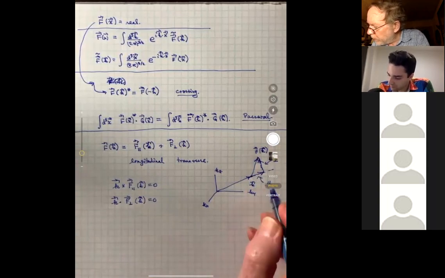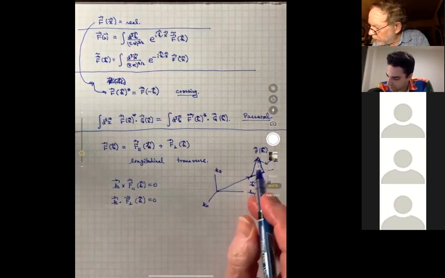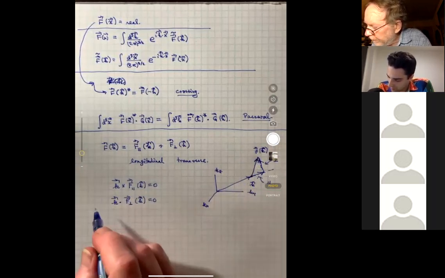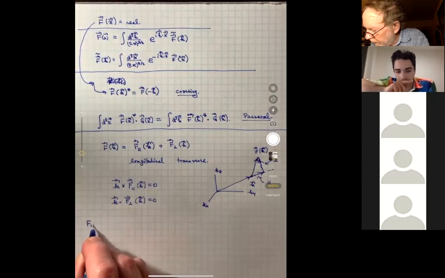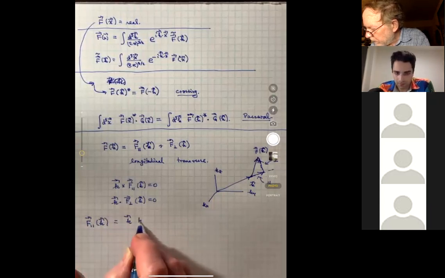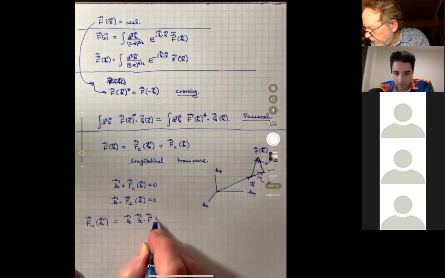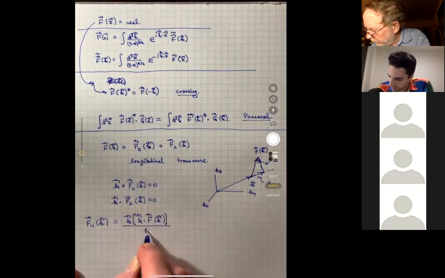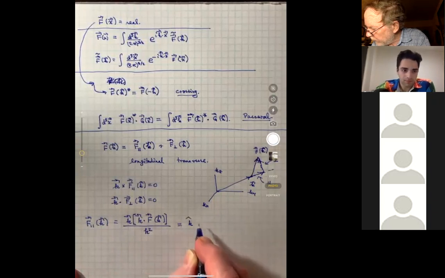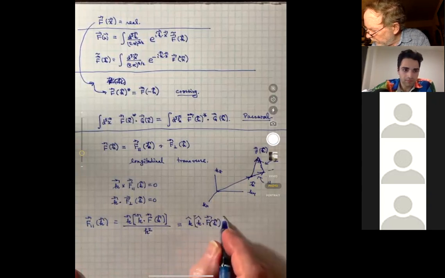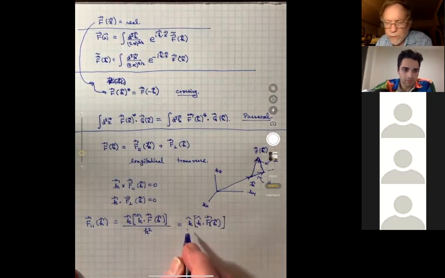So the decomposition of the vector field f into its longitudinal and transverse parts in k space is easy. You can just do it by dotting and crossing with k. So another way of writing this, by the way, is to say that f longitudinal of k is equal to k vector times k vector dotted into f of k, I'll put square brackets around that, and divide by k squared. Or if you want, it's the unit vector k hat times k hat dotted into f of k. You pick out the longitudinal component as a scalar and then multiply by its direction, which is k hat.